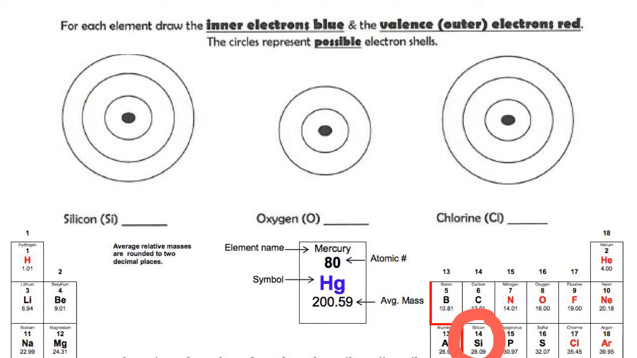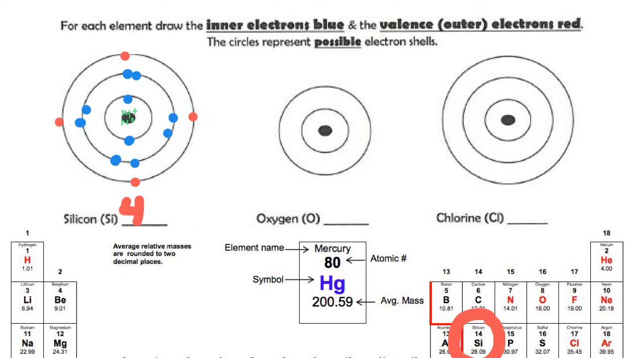So hopefully you paused the video and you were able to find the number of protons, the number of neutrons, and the number of electrons. I'm going to go ahead and put my answers that I got on the board. So hopefully you got that silicon has 14 protons, it has 14 neutrons, and it has 14 electrons. And it has 4 valence electrons.